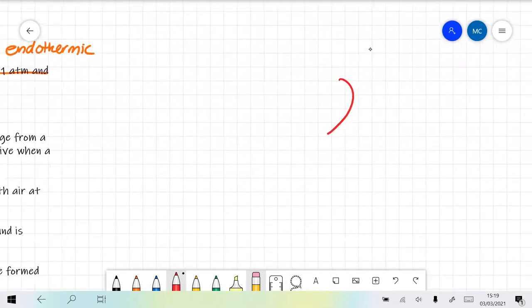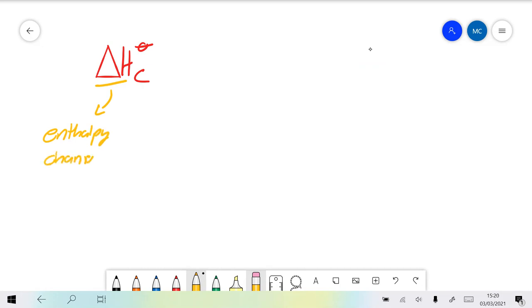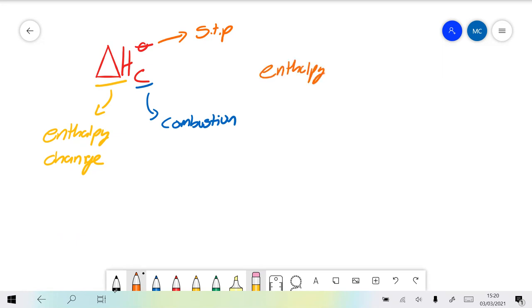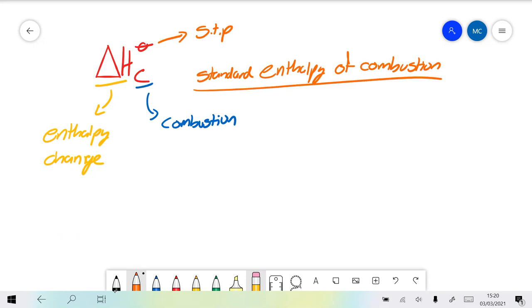So let's speak about combustion. Delta H not C. Here delta H is enthalpy change, so the change in energy. C is for combustion, and this sign here is for standard temperature and pressure. So this is the standard enthalpy of combustion.